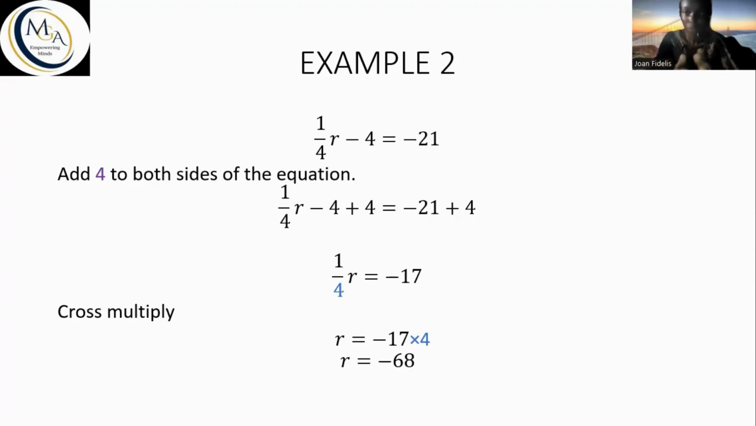So we cross multiply. What does this mean? It can also be the same thing as multiplying both sides by 4, but that will take a longer time than just cross multiplying, where you have 4 times 17 and then 1 times 1. So rather than having 4 on both sides of the equation, we just cross multiply, and then you have r is equal to minus 17 times 4. So minus 17 times 4 is minus 68. So this is the value of r.